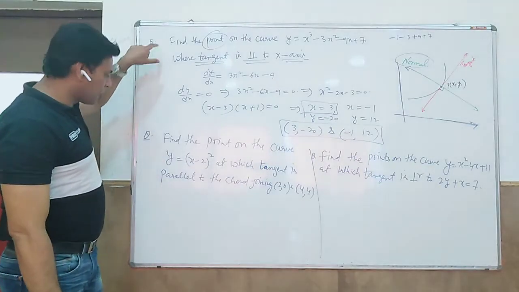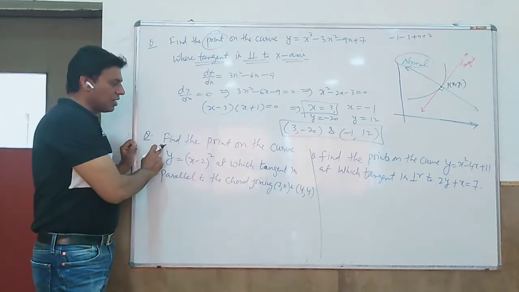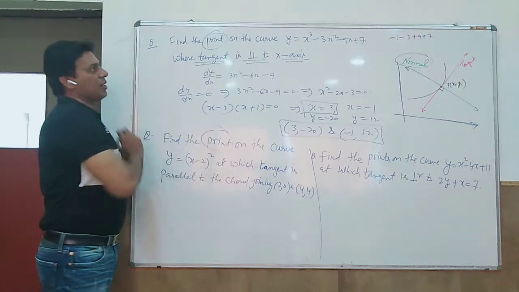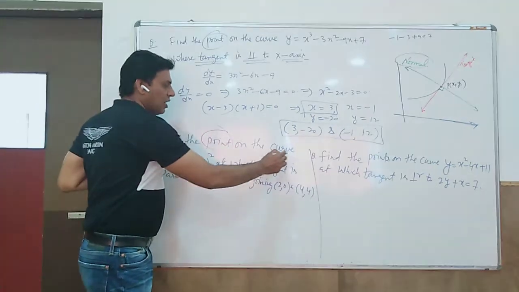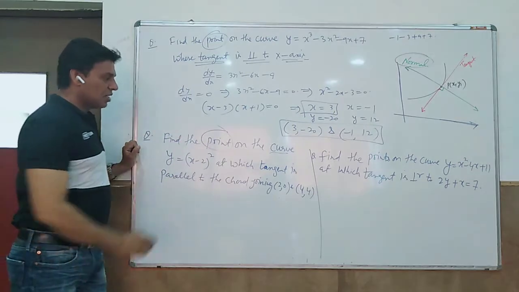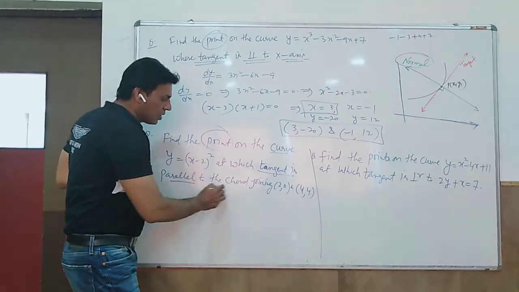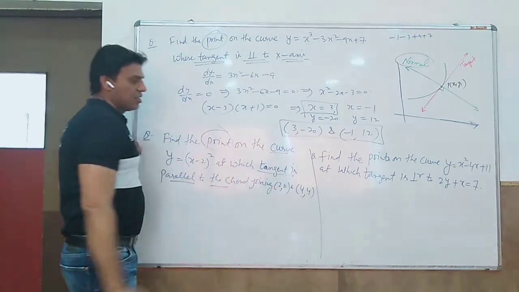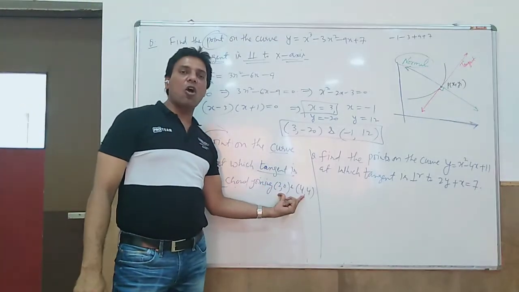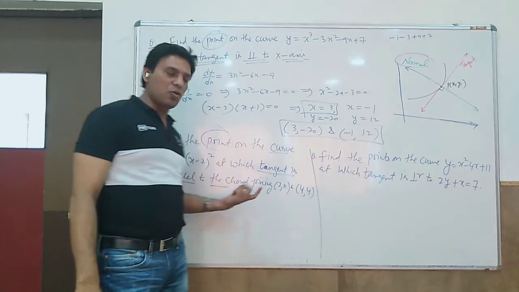So this is the first question. Now see the second question. In this question we have to again find the point on the curve. So what situation is given? Here the tangent is parallel to the chord joining this and this. You know how to find the slope of the chord? y2 minus y1 upon x2 minus x1.